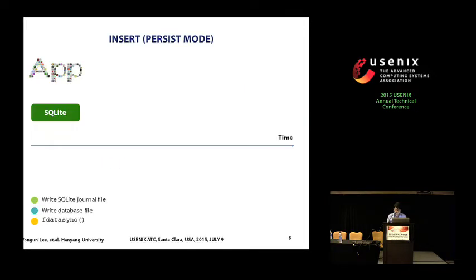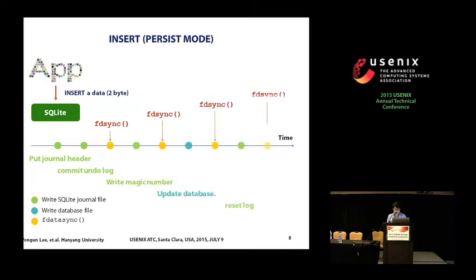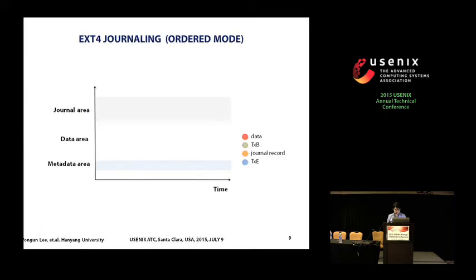In more detail, here we show the insert operation on SQLite. When you insert one record to a database, SQLite calls 5 write calls and 4 fsync calls for the database and SQLite journal file. This is how the EXT4 file system works. When you write data in ordered mode, EXT4 first writes data and then writes metadata to the journal area.